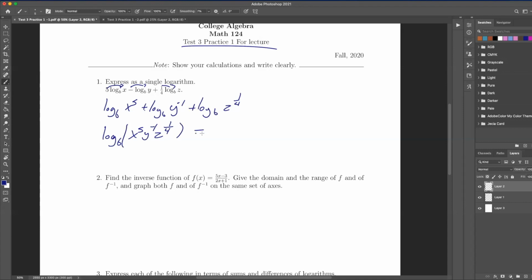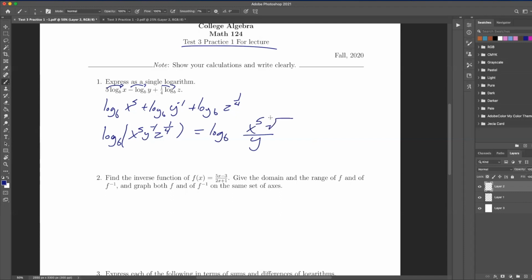And then the last thing I want to do here is just clean it up. So log base b, x to the 5th can stay on top. Y to the minus goes on the bottom. And notice if we kept the negative here, it would have gone on the bottom anyways. So I just like doing it this way. That way I can always just multiply everything. Just makes my life easier. Do what makes the most sense for you.